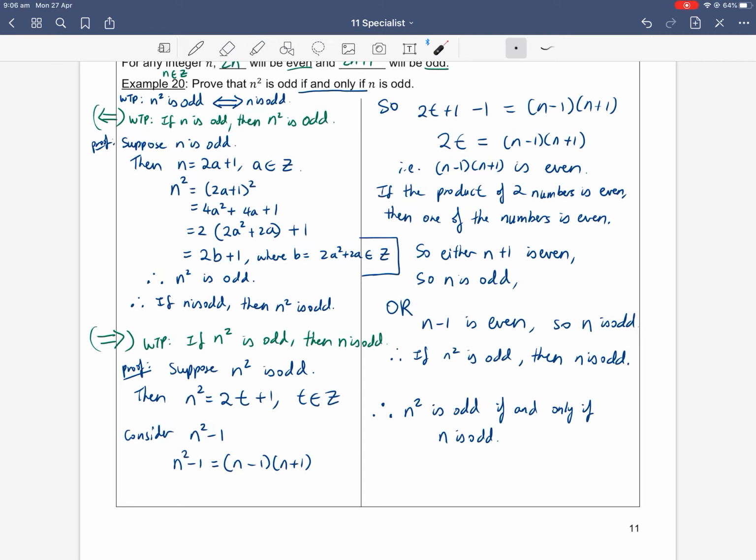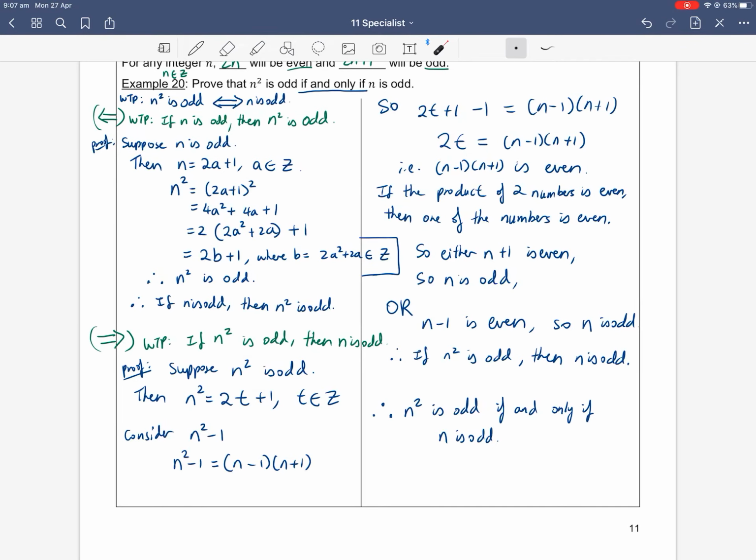Now, this is just a trick which you have to learn. If I want to show that n is odd, we'll consider n squared minus 1, because we can factorize n squared minus 1 as a difference of perfect squares. We said n squared was an odd number, so let's replace it in. So 2t plus 1 minus 1 gives us 2t. On the right-hand side, it's the product of our linear factors, n plus 1 and n minus 1, because it's a difference of 2 squares, or perfect squares.